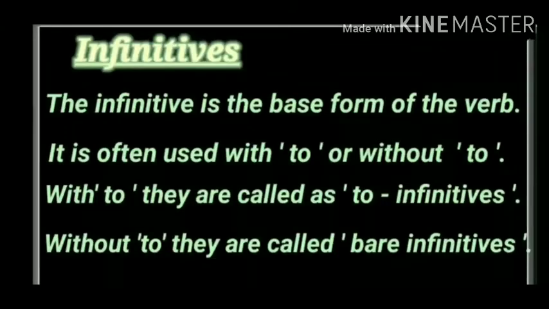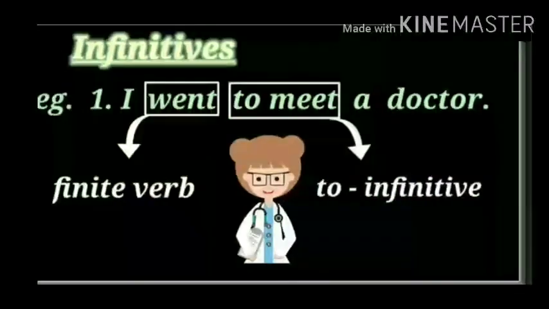Now first is, what are infinitives? The infinitive is the base form of the verb. It is often used with to or without to. With to, they are called to infinitives. And without to, they are called bare infinitives. This we can understand by these examples.